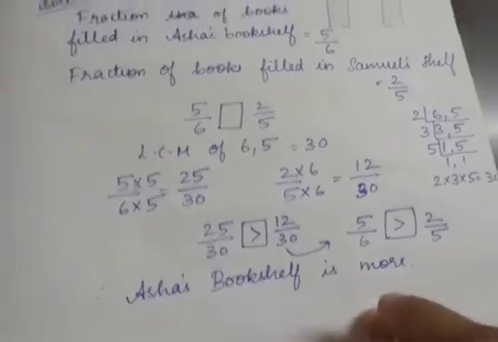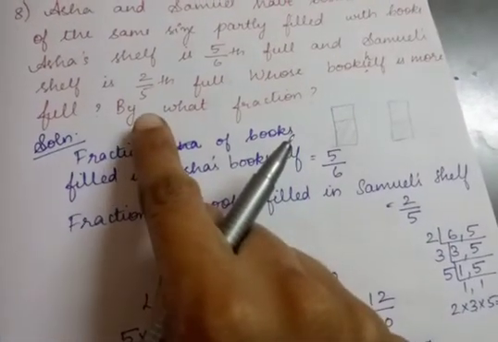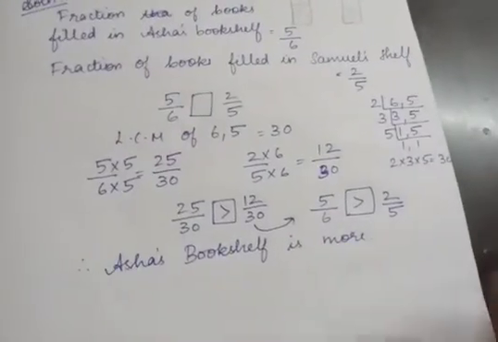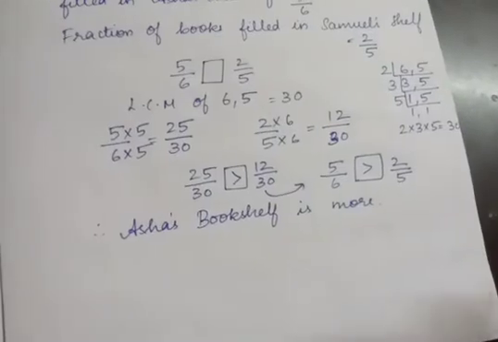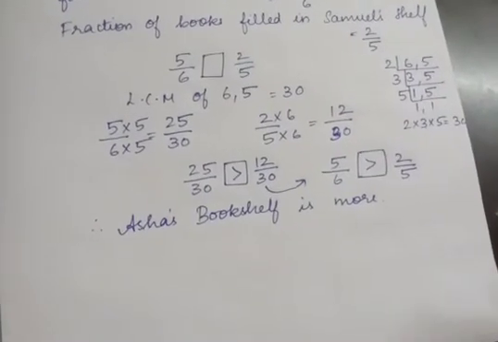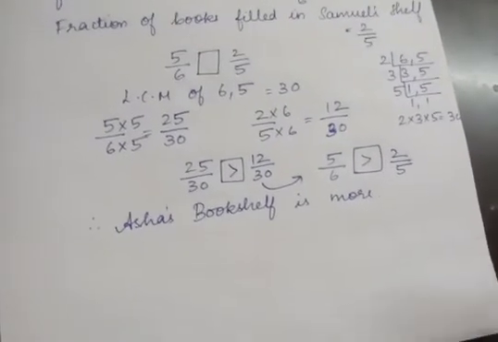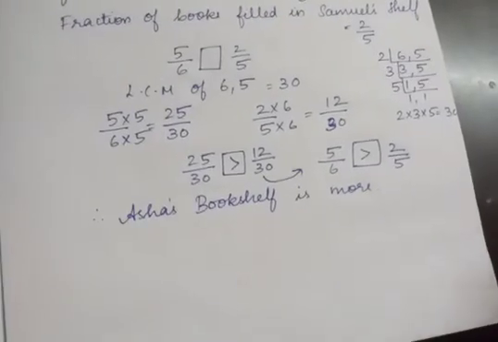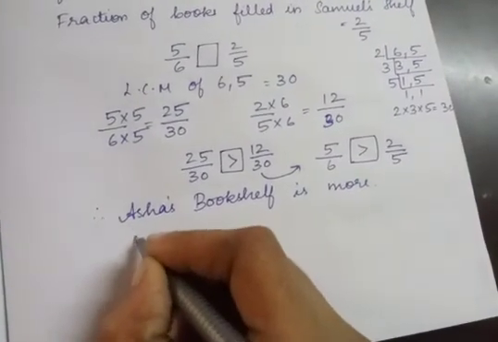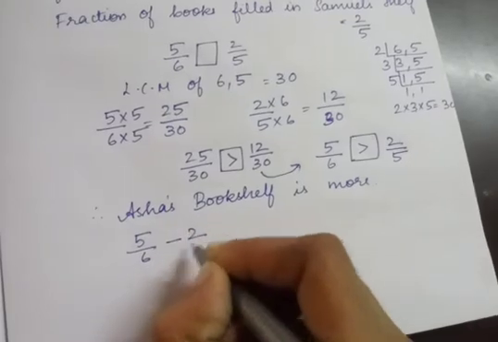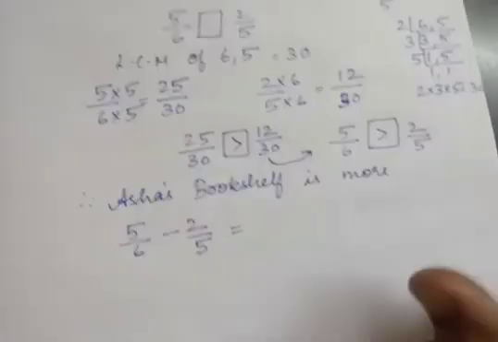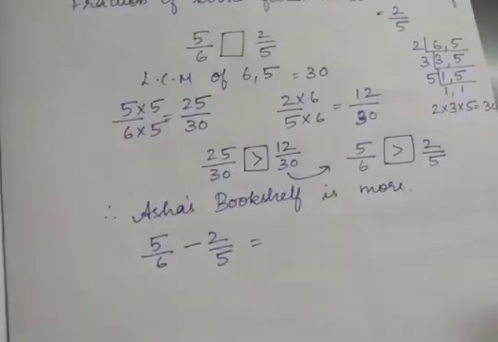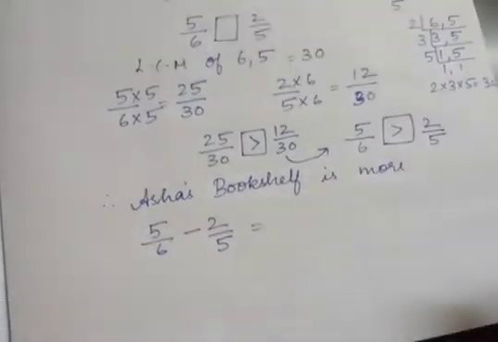Now we got the first answer. The next question is by what fraction? By what fraction are we saying that Asha's bookshelf is more? If you subtract these two, we will find that extra amount, right? How many extra books are kept in Asha's shelf? So we have to subtract Asha's minus 2 by 5. Asha's minus Samuel, if you do, you will get by what fraction Asha's bookshelf is more.